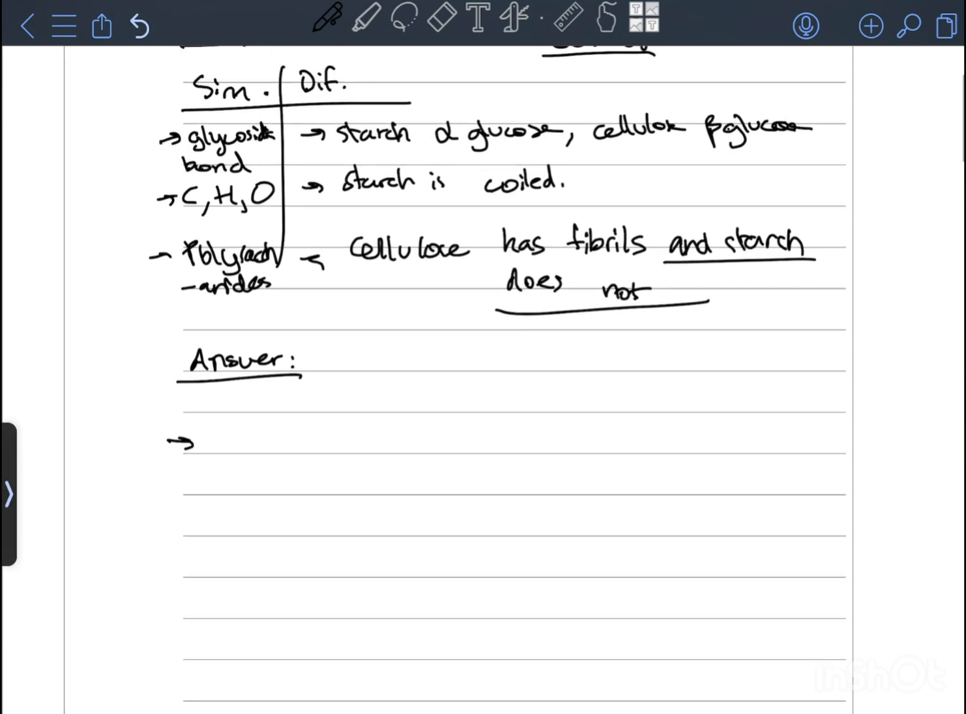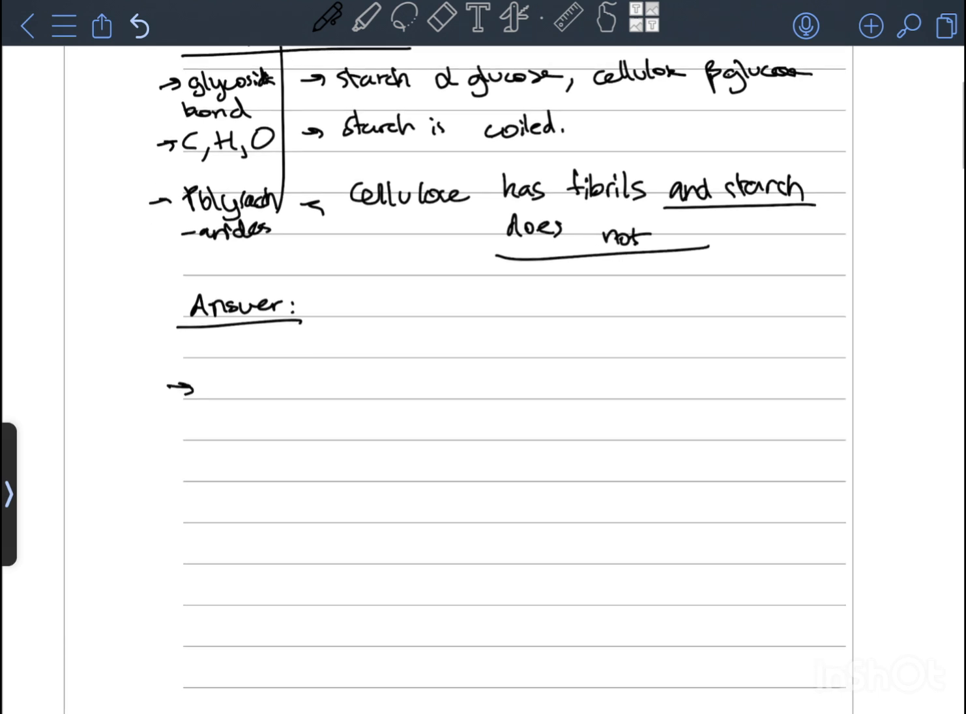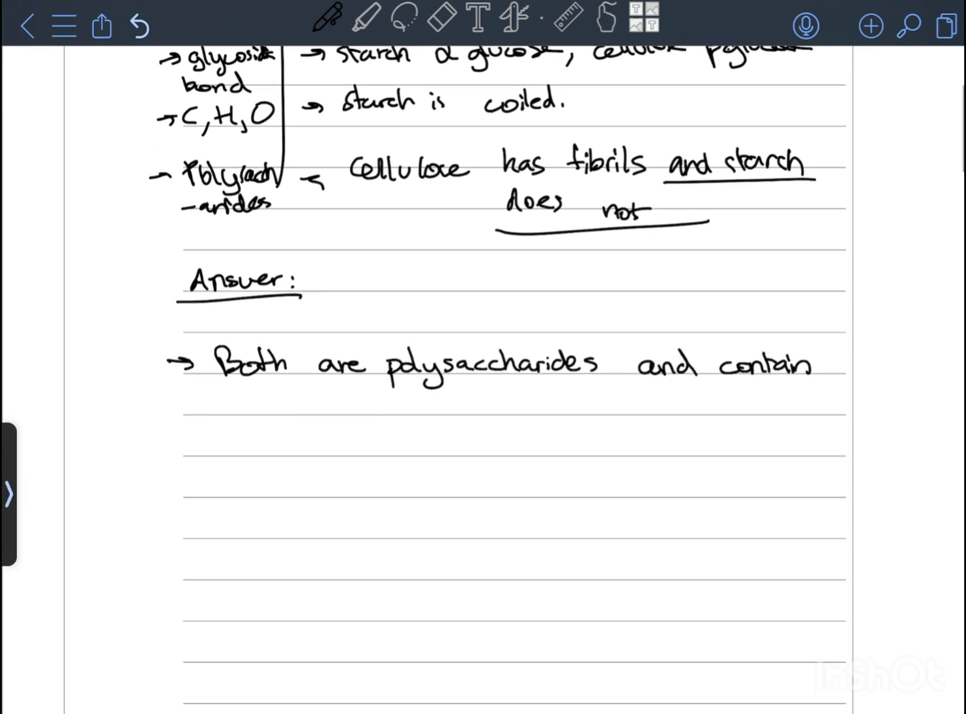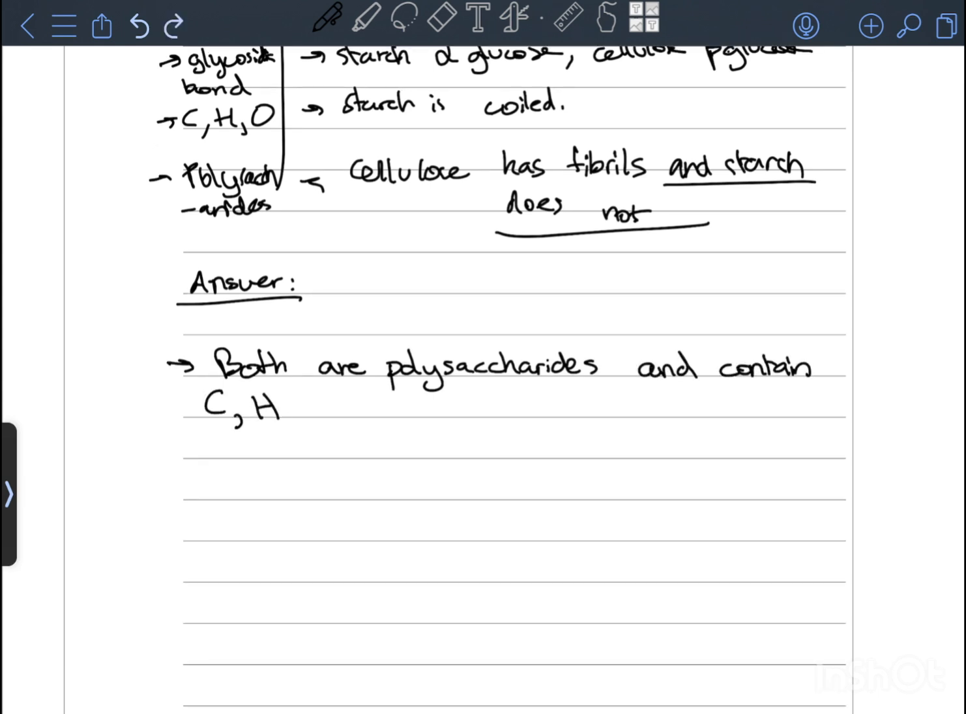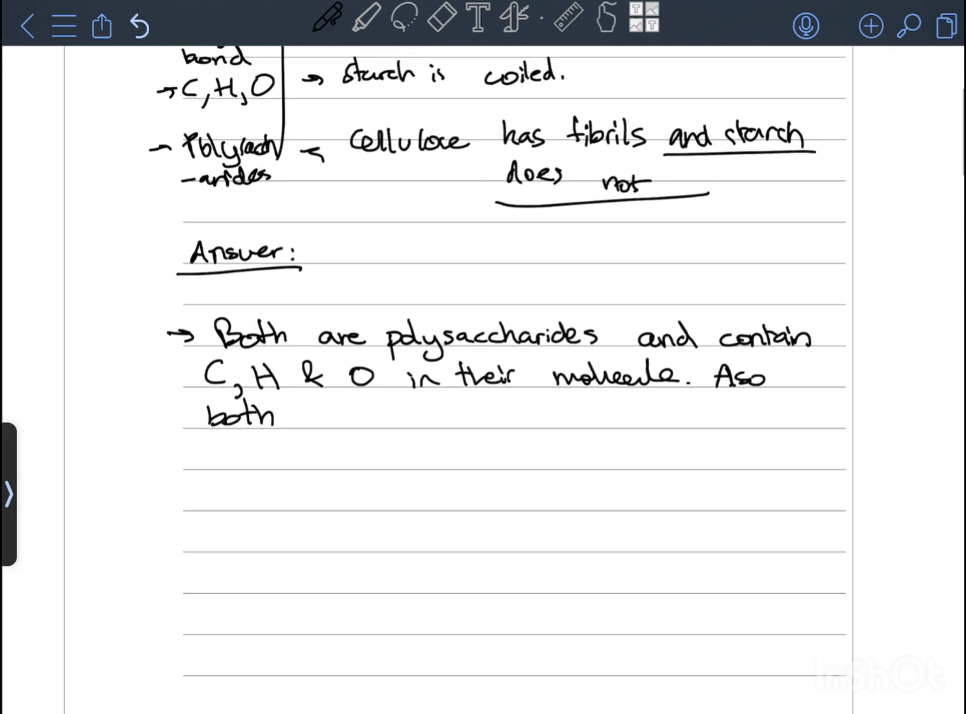So to write the answer, we just want to bring all the points together and write them down in a coherent way in sentences. So we want to say that they both are polysaccharides and contain C, H and O in their molecule. Also both have glycosidic bonds.